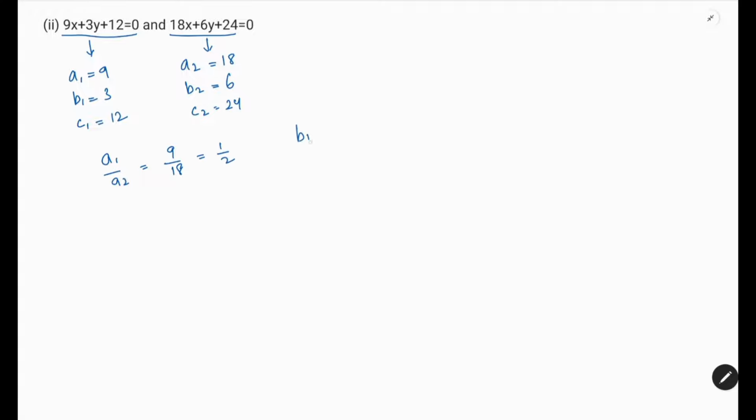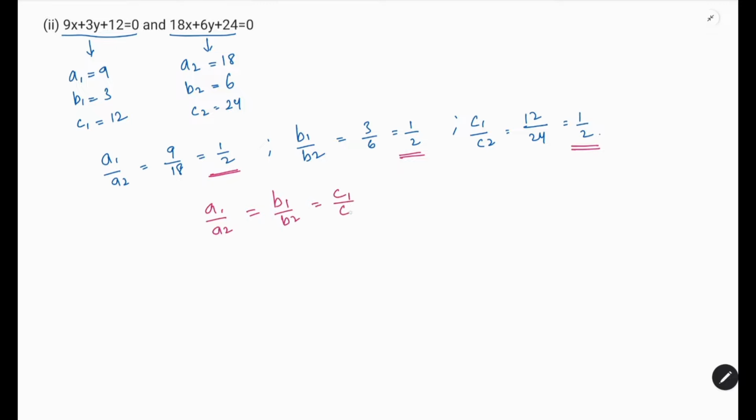Here a1 by a2 is 9 by 18, that is 1 by 2. And b1 by b2 is equal to 3 by 6. It is 1 by 2. And c1 by c2 equal to 12 by 24 equal to 1 by 2. From these three, we can say that a1 by a2 equal to b1 by b2 equal to c1 by c2. That is half.